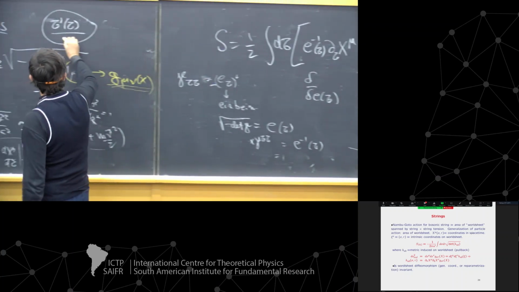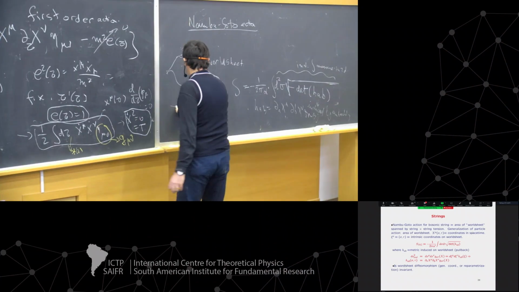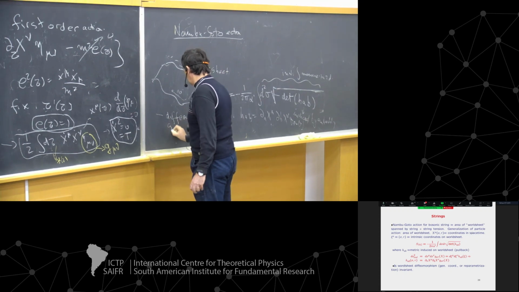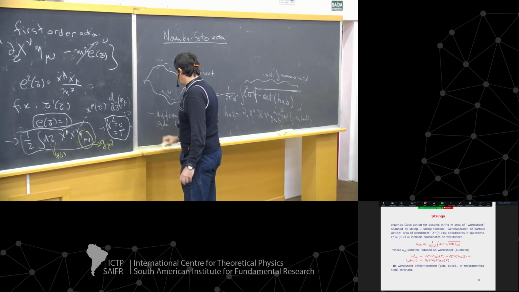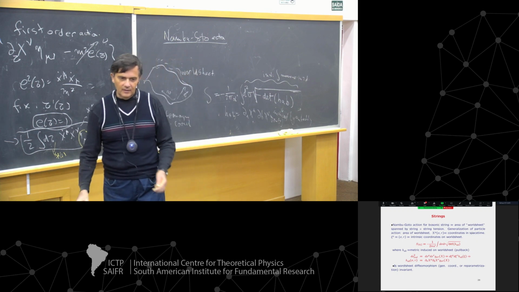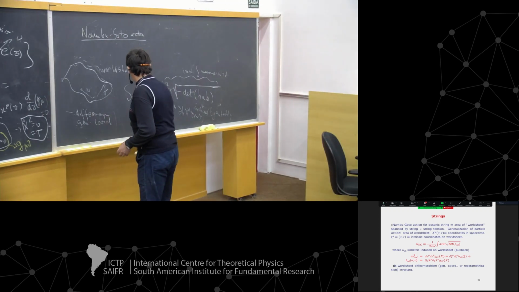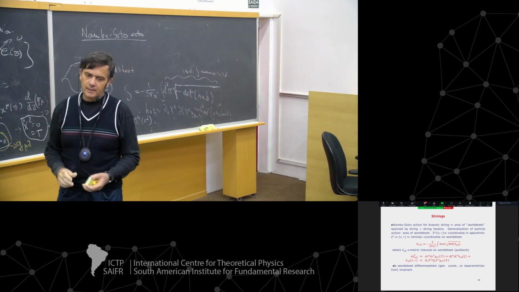Just like we had reparametrization invariance for the particle, now we have more general ones. Diffeomorphism, or general coordinate transformation, or reparametrization invariance also if you want. So just invariance under sigma prime A being a function sigma prime A of sigma B on the 2-dimensional world sheet.